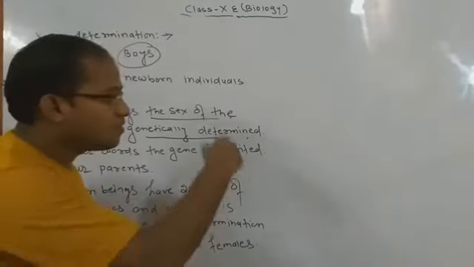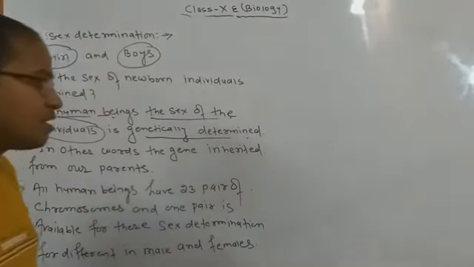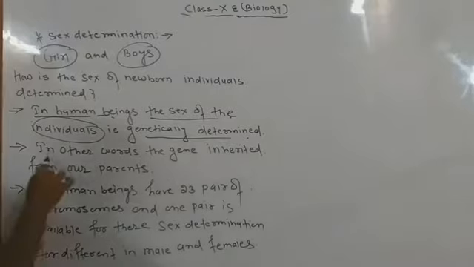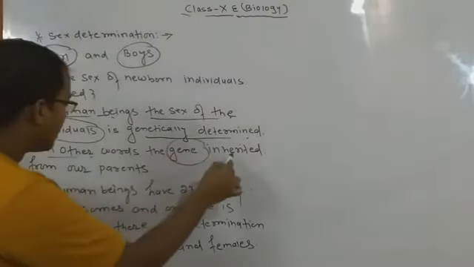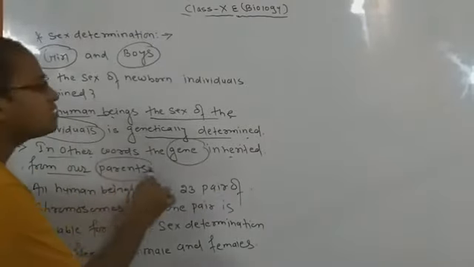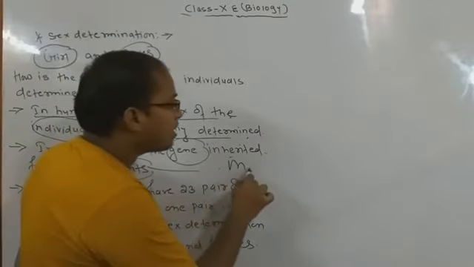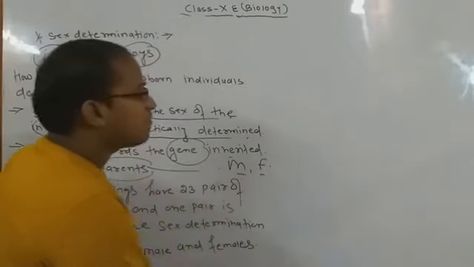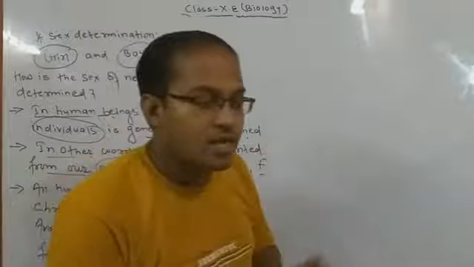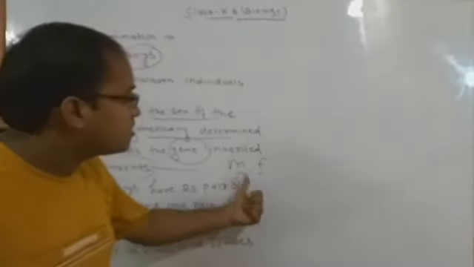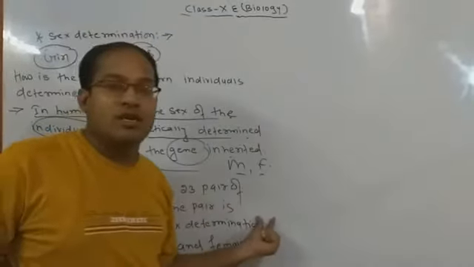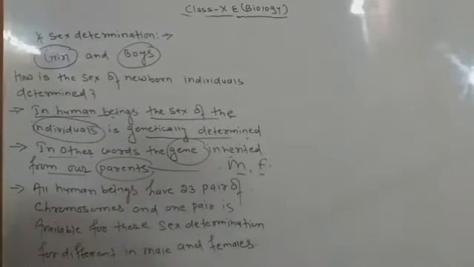So we will also see this by taking an example. In other words, the genes are inherited from our parents, meaning both mother and father. Both types of characters are transferred from mothers and fathers to their young ones. So that is called sex determination.